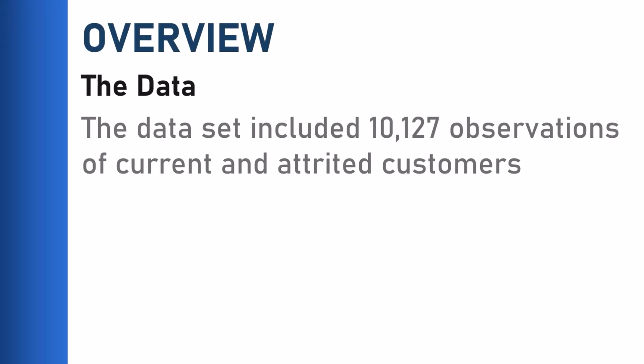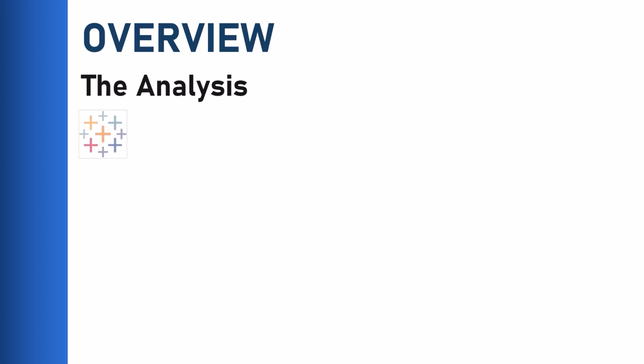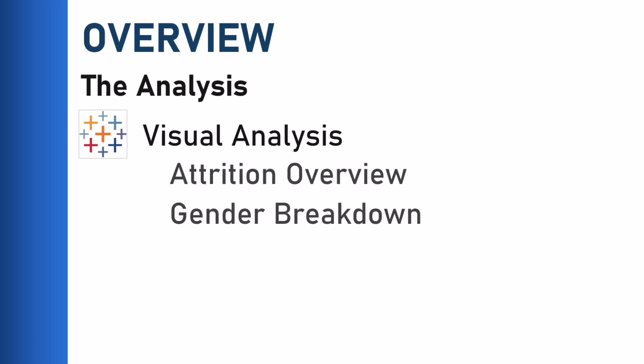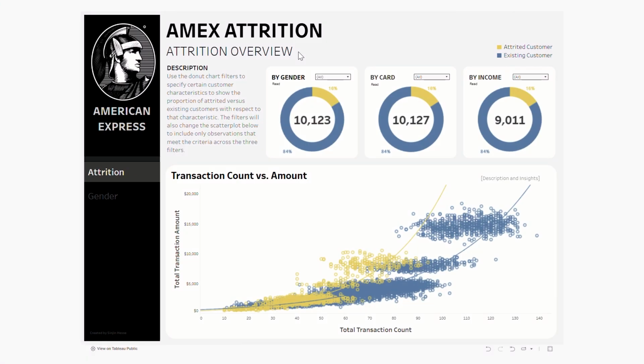The dataset provided by American Express for this analysis included 10,127 observations of current and attrited customers. It included customer information like financial metrics, activity, and demographics. For the analysis, a visual analysis was first conducted through Tableau, which yielded two dashboards, one providing a general overview of attrition, and the other providing a breakdown of key factors by gender. Then, there was also a regression analysis conducted on Excel. But first, let's take a look at those dashboards.